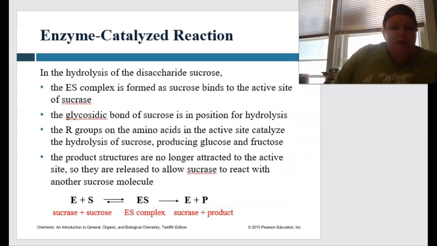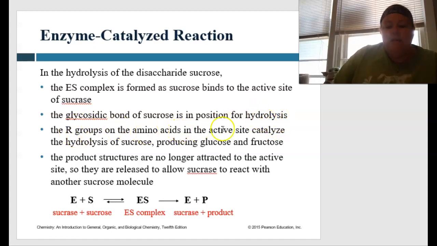So with enzyme-catalyzed reactions, take the hydrolysis of the disaccharide sucrose, di meaning 2, saccharide meaning sugar. And remember, hydrolysis is using water to lyse or break apart. Then the enzyme substrate complex is formed as sucrose binds to the active site of sucrase. Remember, ase is the enzyme. And then the glycosidic bond of sucrose is in position for hydrolysis, using water to break apart that bond.